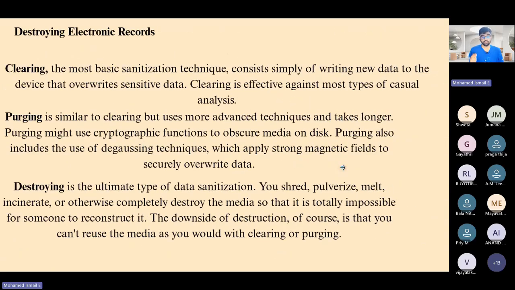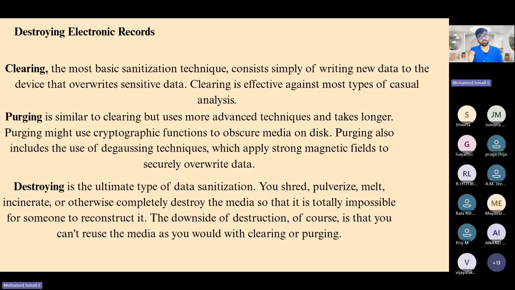So now I come to the electronic records, how the soft copies stored in the companies are maintained or deleted. First one is clearing. Clearing is just a basic sanitization technique. Writing new data to the device overwrites the sensitive data. Clearing is effective against most types of casual analysis. So what does clearing mean? We are overwriting the data. For example, there is an offer letter. We have deleted the offer letter, but still the traces are there.